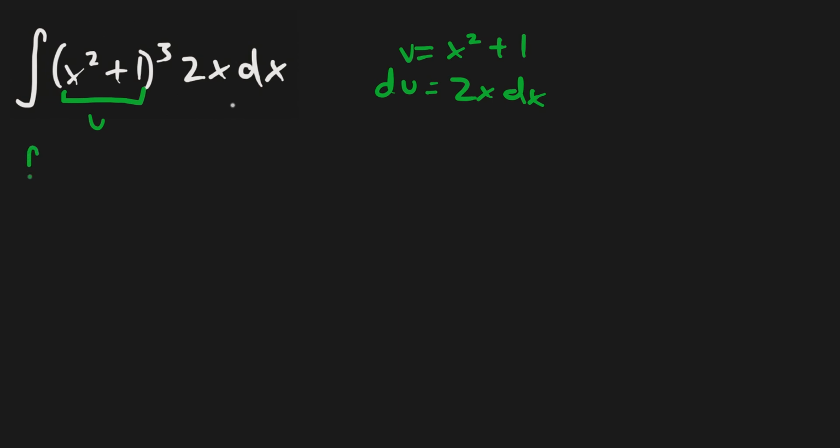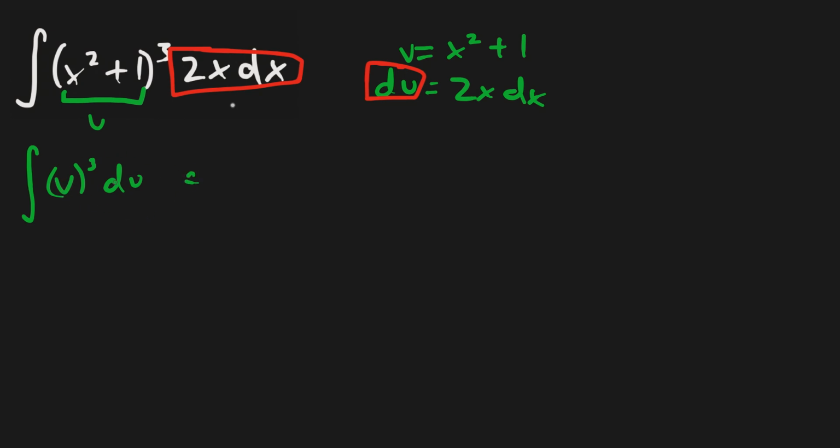So now let's replace what we have. To find the antiderivative, we can replace this x squared plus 1 with u, as I have here. So I'm just going to write that as u raised to the third power. And then I can replace this 2x dx with du, because that's what it's equal to, right? So this is just going to be equal to du. So we have everything in terms of u, and we can evaluate now.